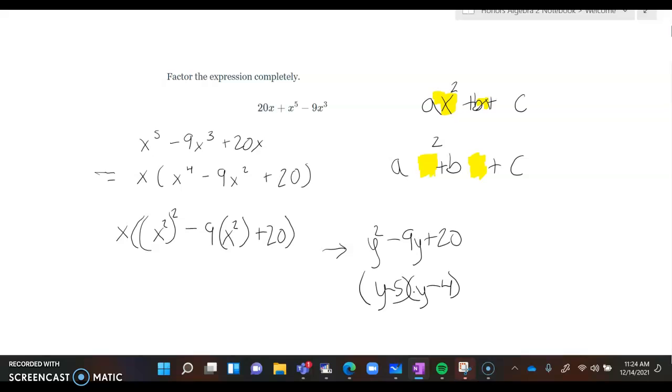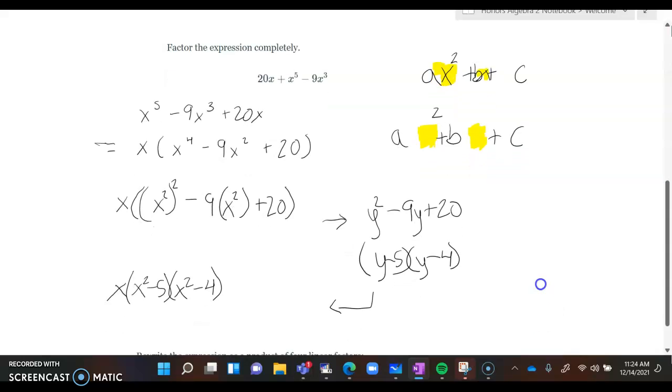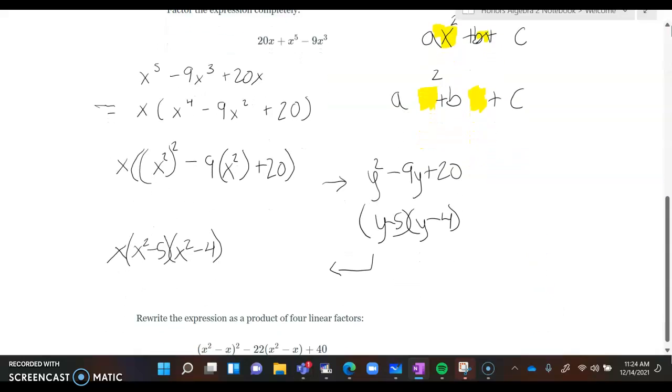But since y is x squared, we then swap it back in, and suddenly you have x times x squared minus 5 times x squared minus 4. And you might then be able to factor it further, because x squared minus 4 is a difference of two squares. And so that would factor as x plus 2 times x minus 2.